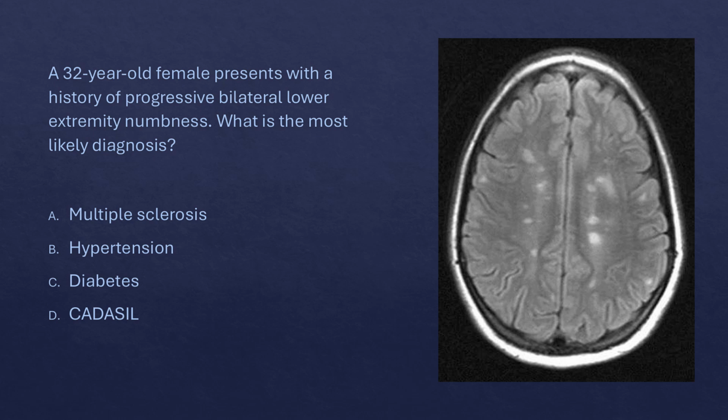Today we have an excellent neuro case for you guys, so let's go ahead and get started. In this case, we have a 32-year-old female presenting with progressive bilateral lower extremity numbness. An MRI of the brain was performed. Based on the representative image, what would be the most likely diagnosis? Could this be multiple sclerosis, hypertension, diabetes, or CADASIL?